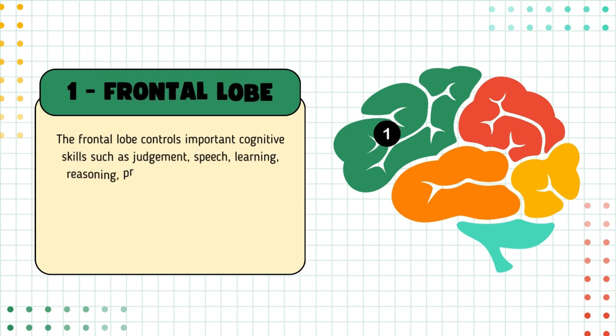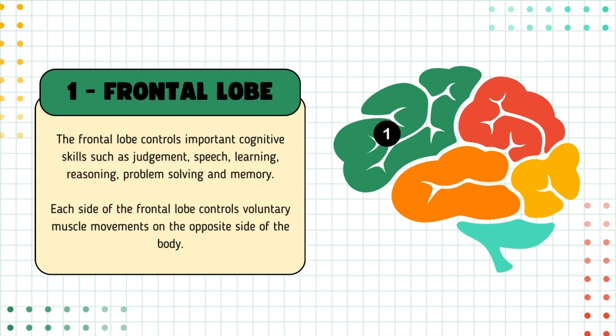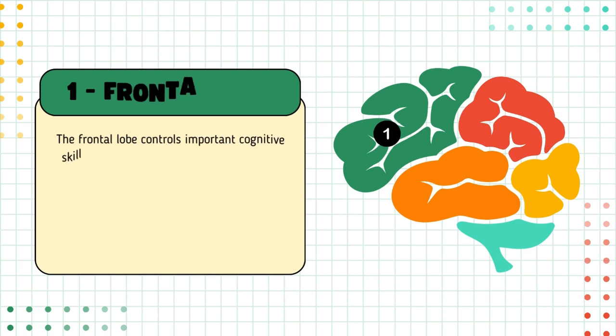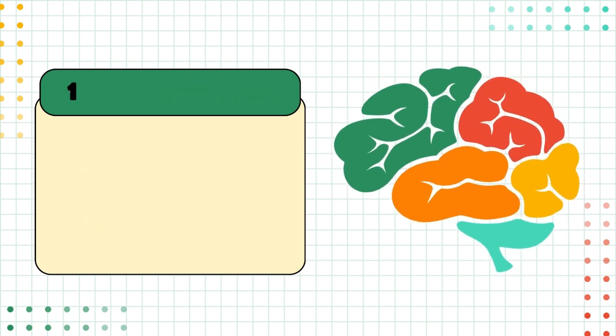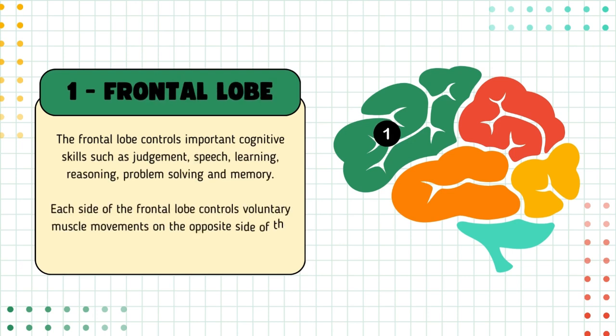1. Frontal lobe. The frontal lobe controls important cognitive skills such as judgment, speech, learning, reasoning, problem-solving and memory. Each side of the frontal lobe controls voluntary muscle movements on the opposite side of the body.